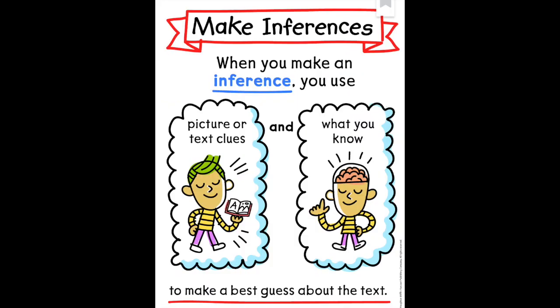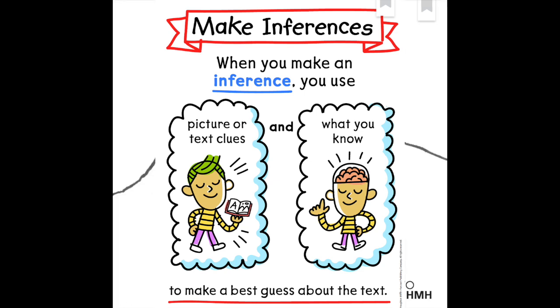Now that we've talked about those amazing power words, let's talk about why we're rereading the story. Today, we're rereading so we can make inferences. Remember, when we make an inference, we use clues from the text and what we already know. It helps us understand the story better. Let's reread our story and make some inferences.